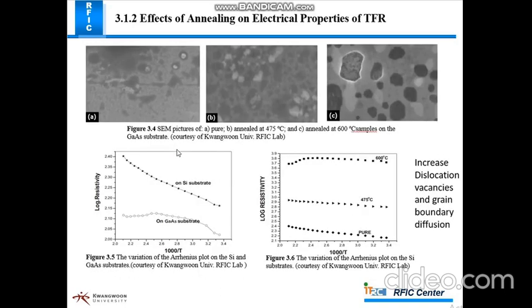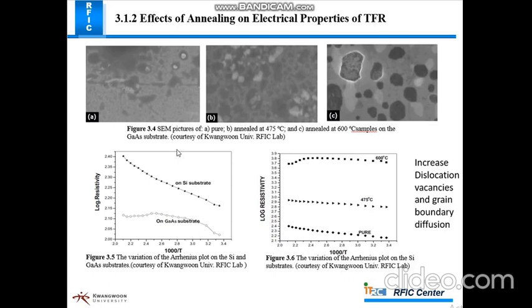This one is the effect of annealing on electrical properties of TFR. Figures A, B and C show: figure A is as-deposited form, figure B is annealed at 475 degrees centigrade, and figure C shows 600 degree annealing. In figure C we can see there are lots of grains compared to figures A and B.